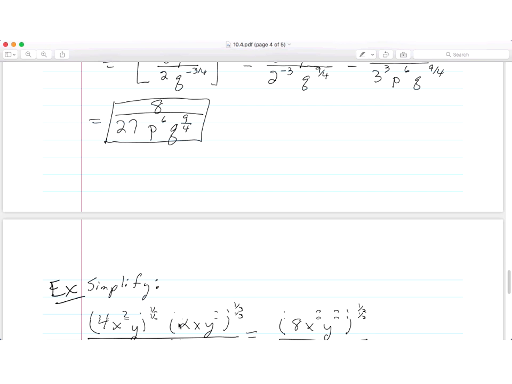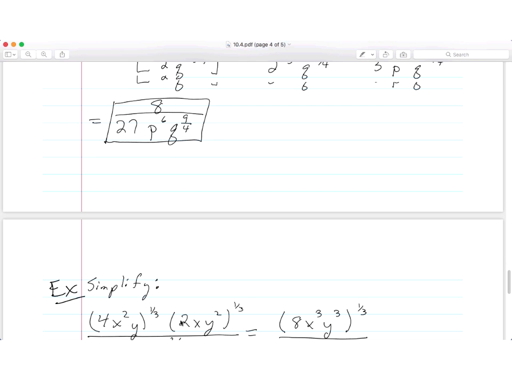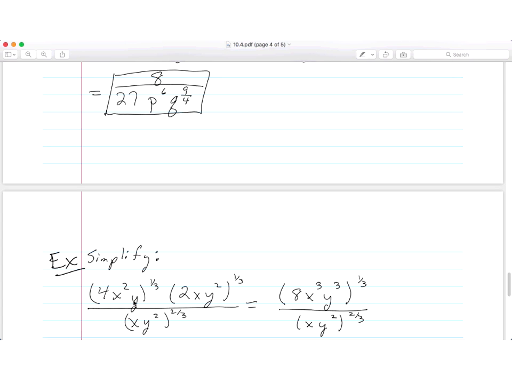And lastly, 4x squared y to the 1/3, 2x y squared to the 1/3, x y squared to the 2/3. Okay, so I have the same exponent. So let's multiply bases. So I have 4 times 2 is 8. X squared times x is x cubed. Y times y squared is y cubed, to the power 1/3.